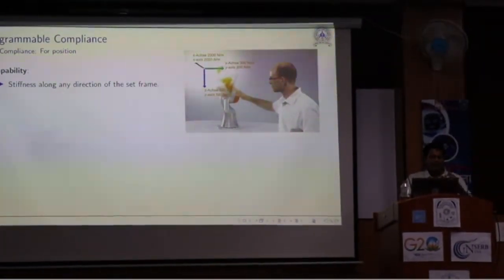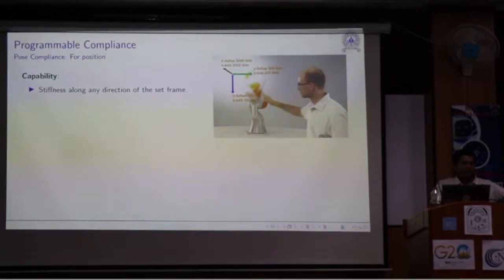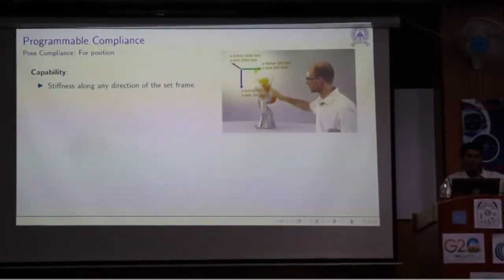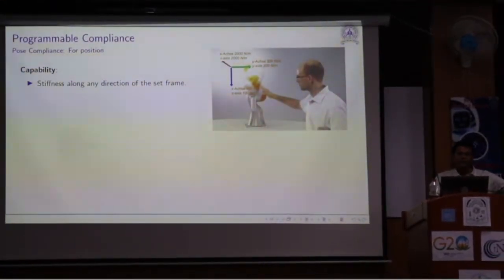So stiffness along any direction in the frame which is set can be controlled. And the frame can also be changed. It is not necessarily a frame which is attached parallel to the robot's frame. You can define compliance arbitrarily in space. That means your orientation can be different. Damping along any direction is also there.